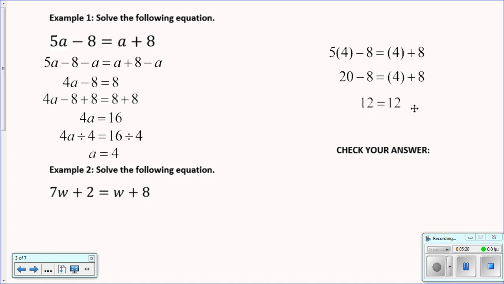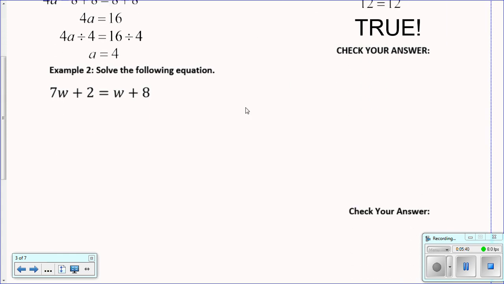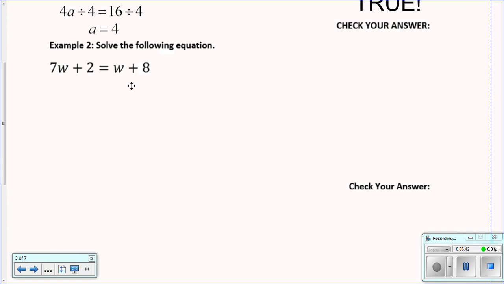So because they came out equal, it's a true statement then. And a does actually equal 4. That is my correct answer. Okay? So that's how we do it. Example 2, same deal. Okay, I got nothing I need to distribute on either side.